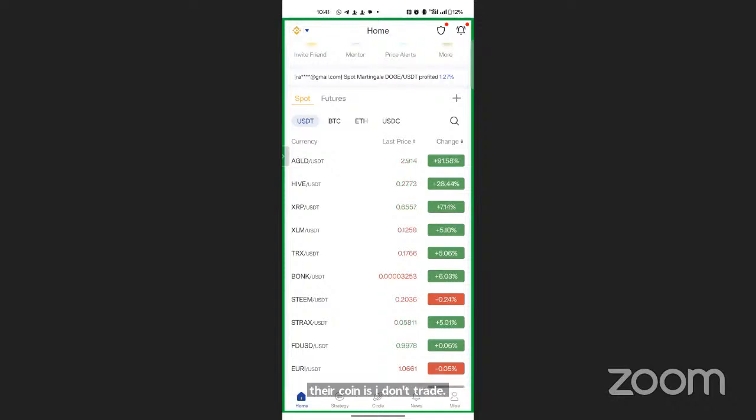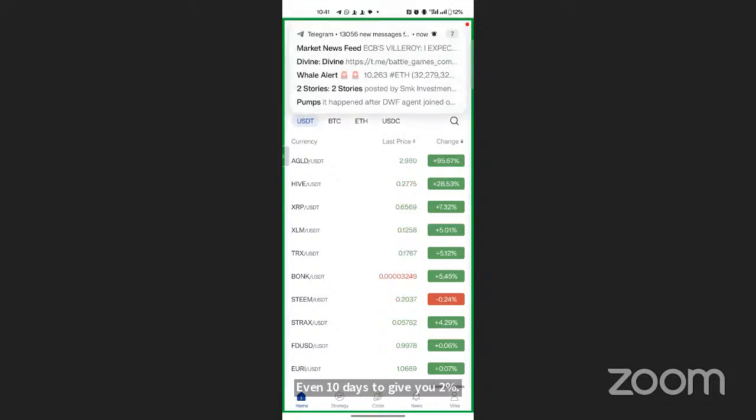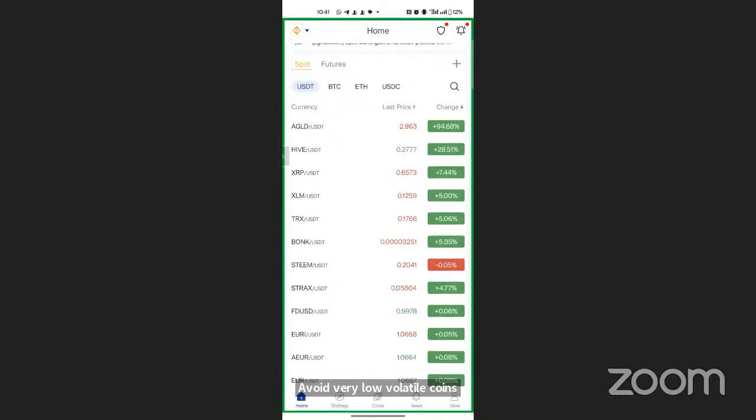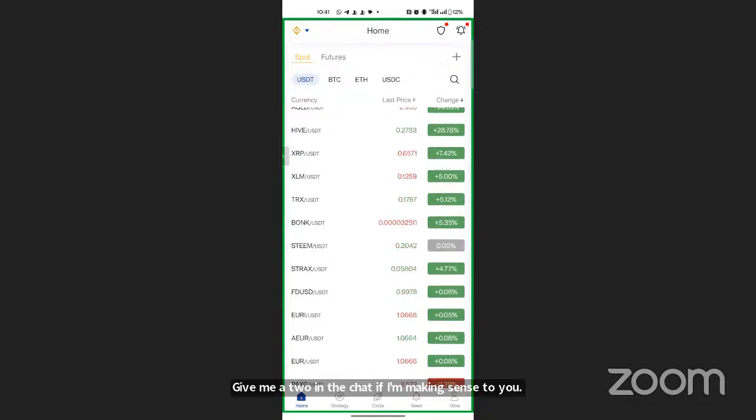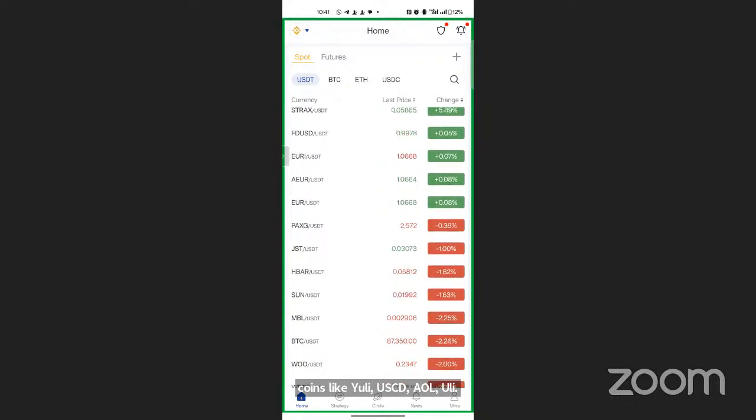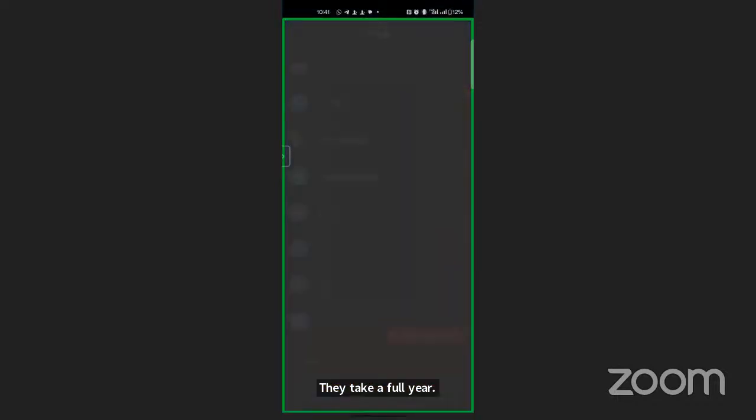They are very slow. Have you realized there are certain coins you enter and it takes an hour, even 10 days, to give you 2%? So if you are here and you want to make money, avoid very low volatile coins. Give me a 2 in the chat if I'm making sense to you. Coins like Euri, USD. Some of these coins are very slow. They take a full year to give you 2%. Am I making sense to someone?